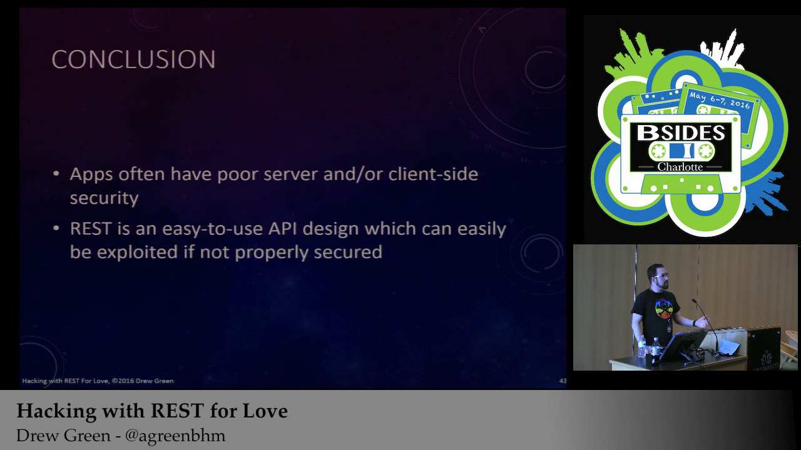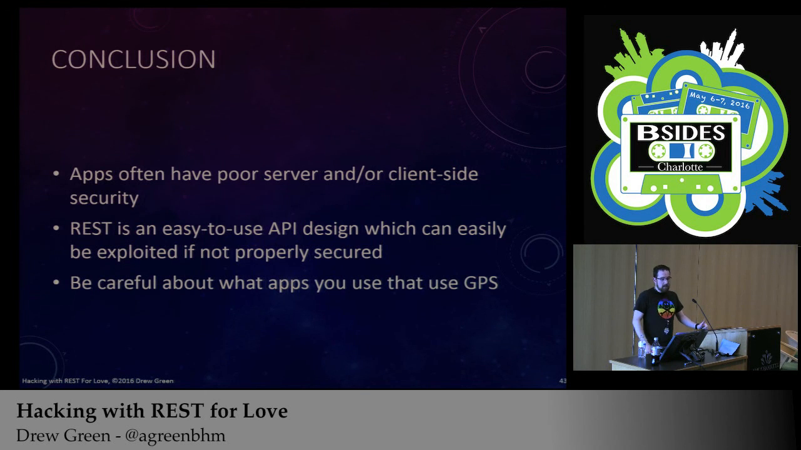So REST, in and of itself, is an easy-to-use API design which can easily be exploited if it's not properly secured, not because of any specific technical means, but because exploiting apps that you don't know about is a lot easier when you can read exactly what it does. When it takes the guessing out of it, you don't need to say, what the hell is this random string? Oh, get messages? I can infer what that means. Be careful about what apps you use that use GPS.